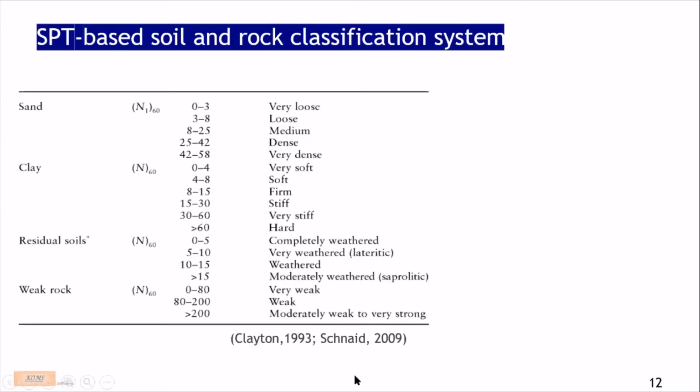All right, so moving on. Clayton 1993 gave these soil classifications based on the corrected N60 and N160 values. You can see for sand, he correlated the N160 value for its classification, and for clay soil, it was correlated with N60. So for N160 values of 0 to 3, it's very loose. From the N160 value of 3 to 8 is loose, and so on and so forth.